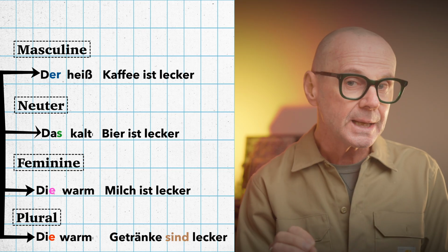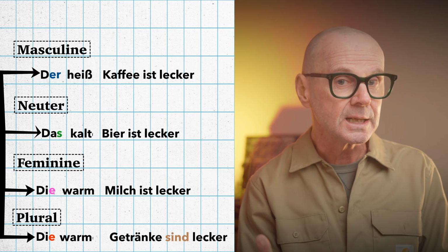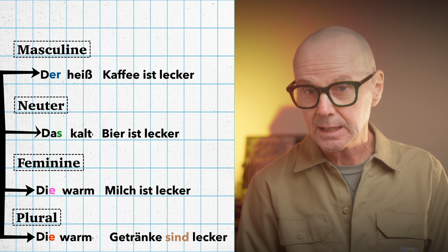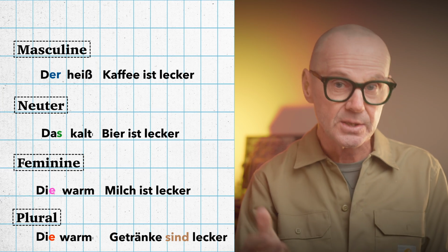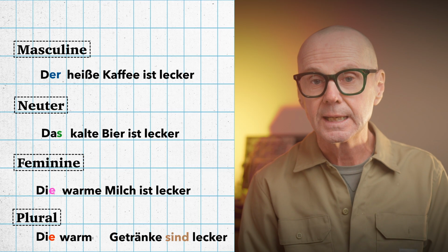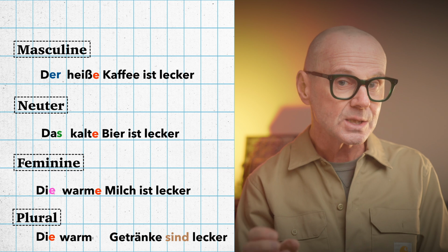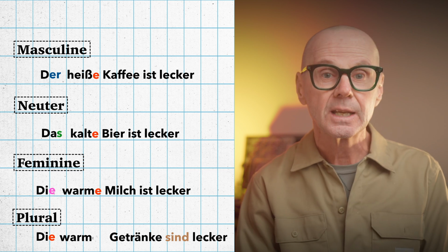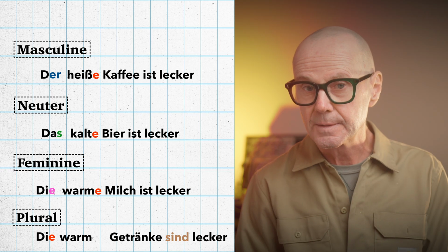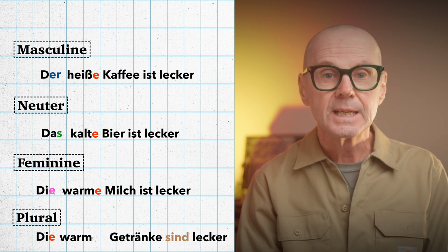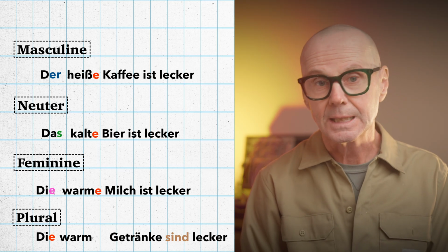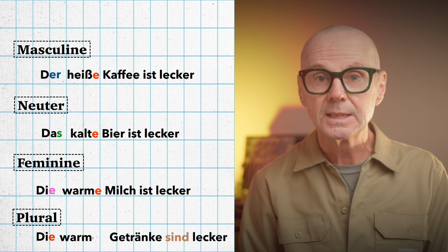So we won't be adding on those gender endings to the adjectives, but we do need an ending. And the best ending is the smallest possible one, in this case just an E. This doesn't really tell us much other than the fact that the adjective describes the noun that follows. So we now have der heiße Kaffee ist lecker, das heiße Bier ist lecker, die warme Milch ist lecker.